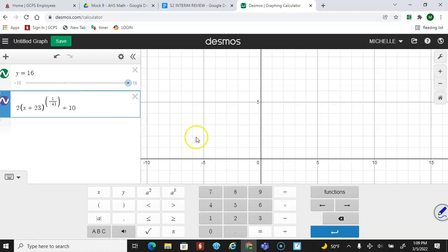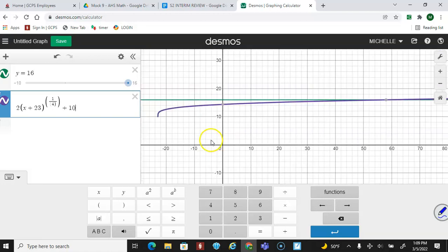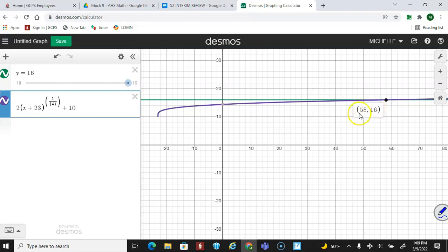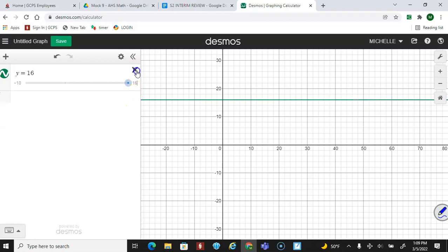Okay, so what are we looking for? Let's zoom out now. Remember, you got to zoom out so you can see stuff. So notice there is an intersection out here, and it was indeed at 58, which is what we thought. Okay, so now let's check the other one.